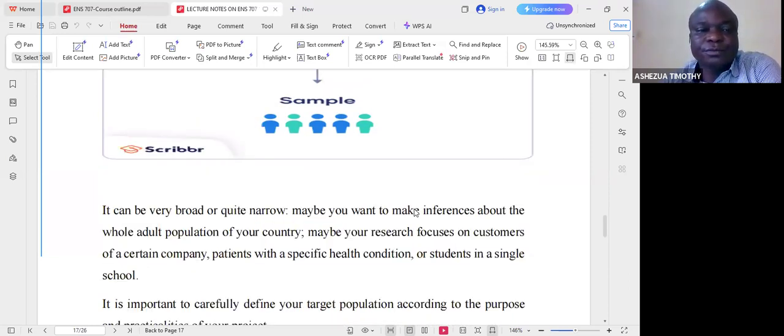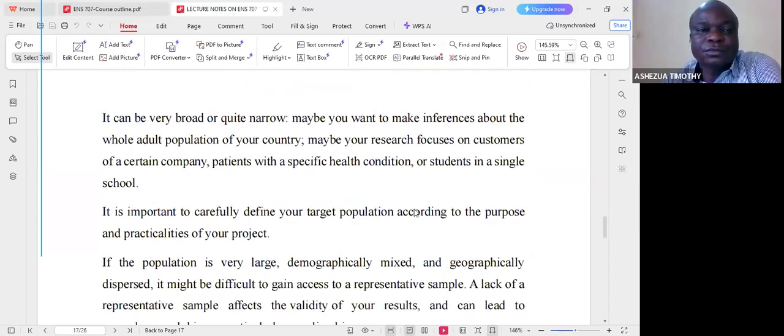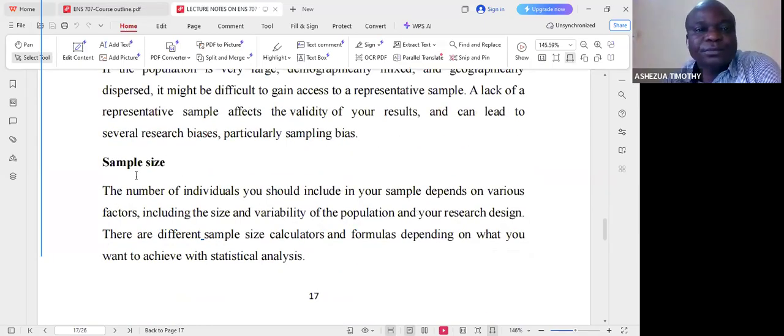Now, sample size. The number of individuals you should include in your sample depends on various factors, including the size and variability of the population and your research. There are different sample size calculators and formulas depending on what you want to achieve with statistical analysis. So it depends on what you want. You make the appropriate choices and proceed there.